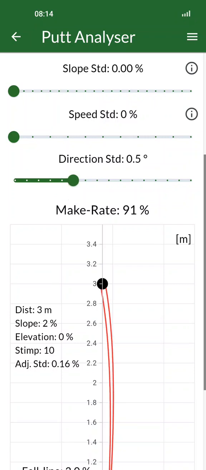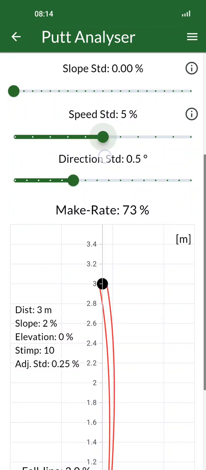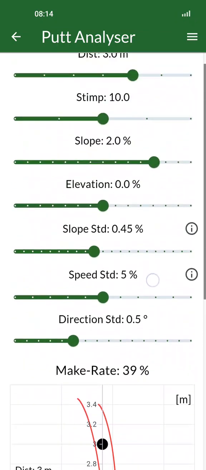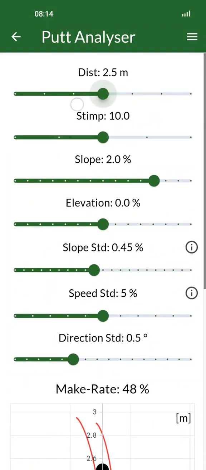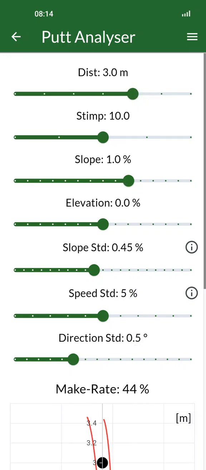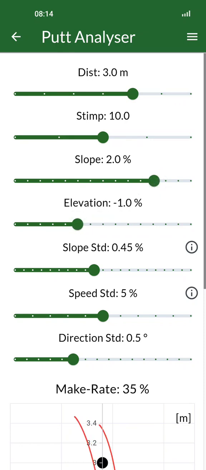But if we take all of these standard deviations which I have, and then look at different putts, so if we take short putts with less break, we will see that direction is more important than speed, and for longer putts with more break, we will see that speed is more important than direction.